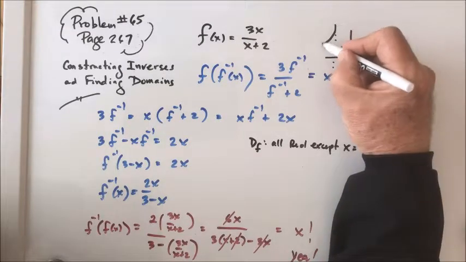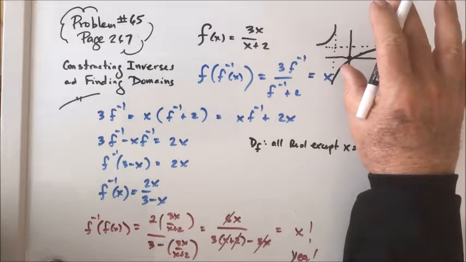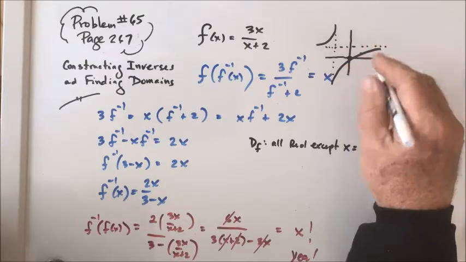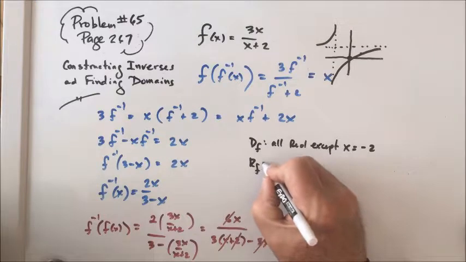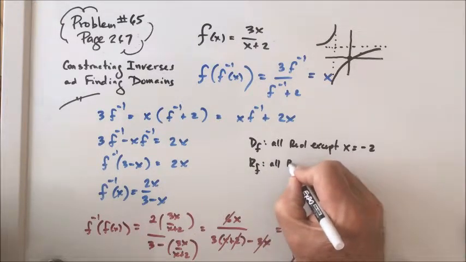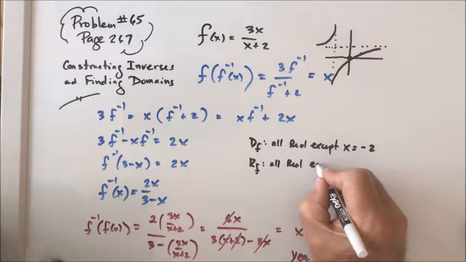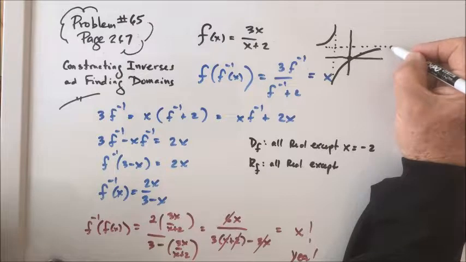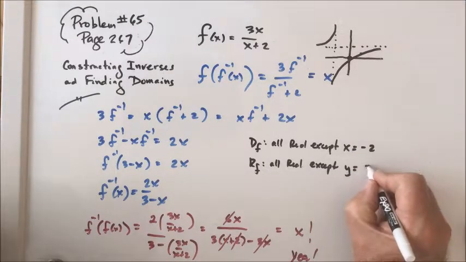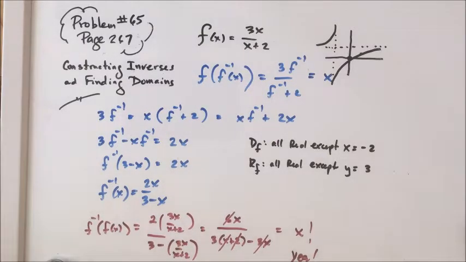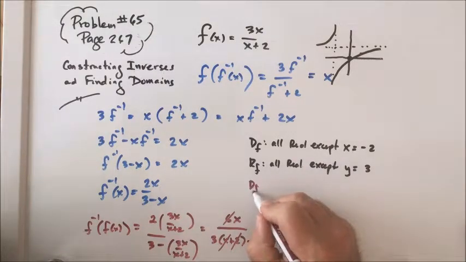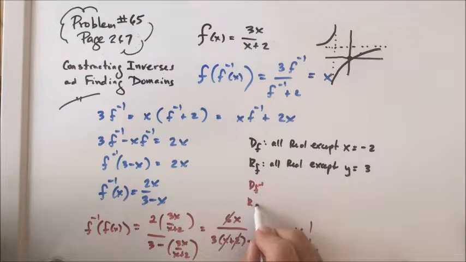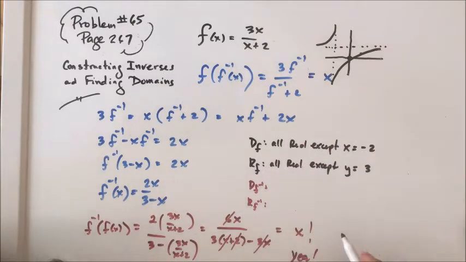And therefore, when we look at the range, the range is all reals except this one right here, which is y equal to 3. And so we can make use of that to quickly write down the domain of the inverse of f and the range of the inverse of f, because they are related to the domain and range of f.